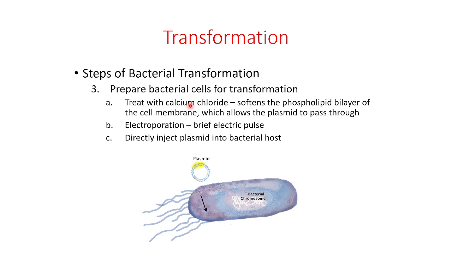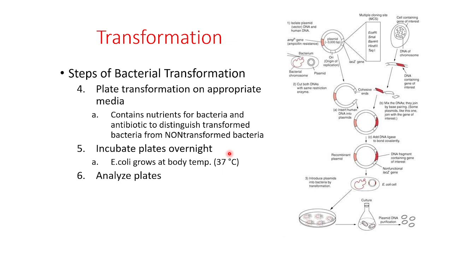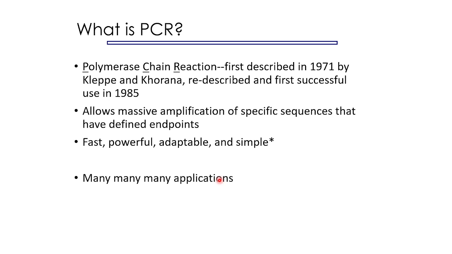Then you prepare the cells for transformation. As I was telling, you treat it with calcium chloride that softens the bilayer and allows the plasmid to pass through, or you can do it by electroporation, a brief electric pulse, or directly inject the plasmid into the bacterial host. Then you provide nutrients for growth, incubated on agar plates at 37 degrees. That's the optimum temperature at which bacteria grow, and you analyze the plates.